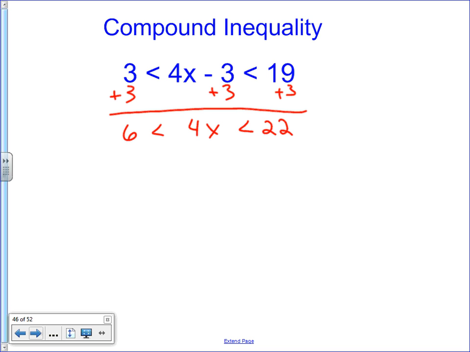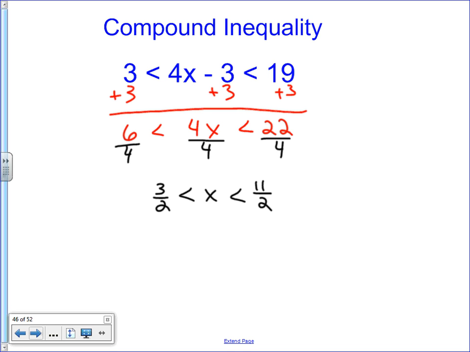Now, looking in the middle, there's my x. I need to divide by 4. So I'm going to divide the middle by 4, the left by 4, and the right by 4. And at this point, I'm just going to reduce. So 6/4 would be 3/2 is less than x is less than, that would be 11/2. And if you don't really like the fractions, you could say 1.5 is less than x is less than 5.5. Okay, however you want to write it. Any questions there? Ask somebody in the room. The idea here, there are 3 parts, and you do whatever you do to all 3.